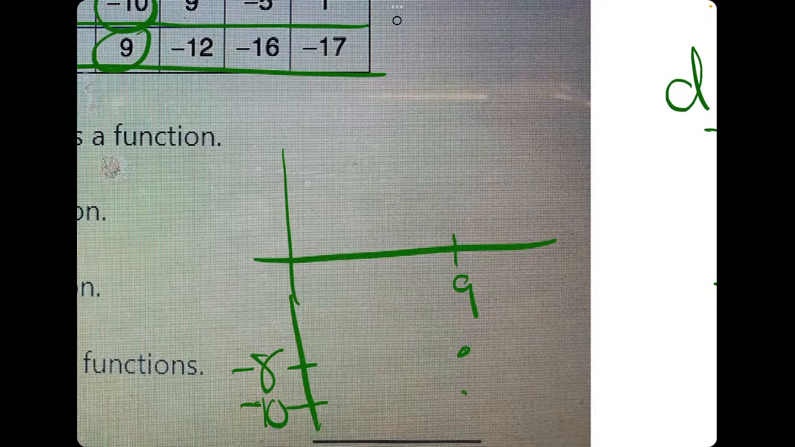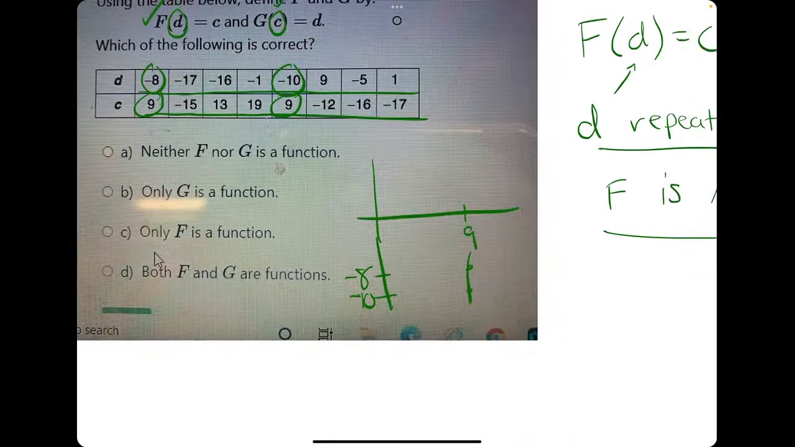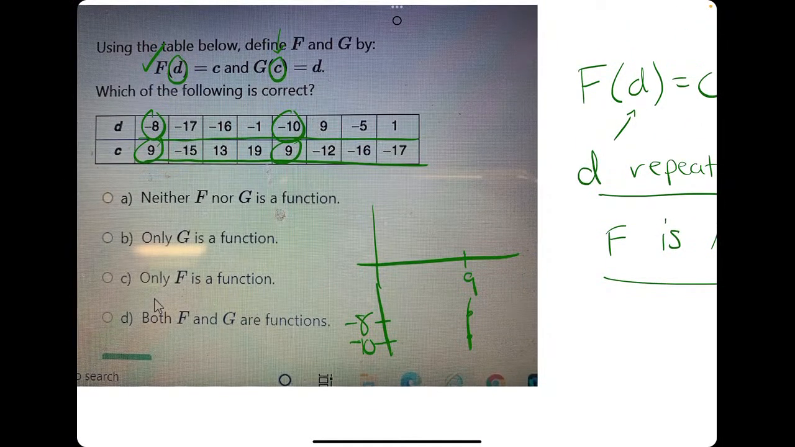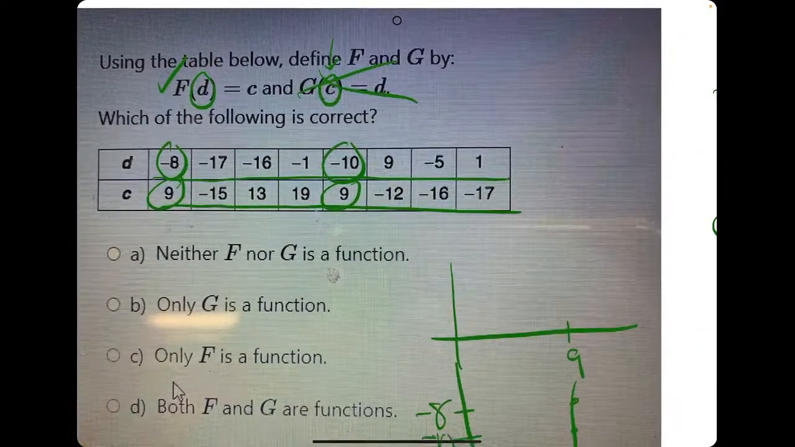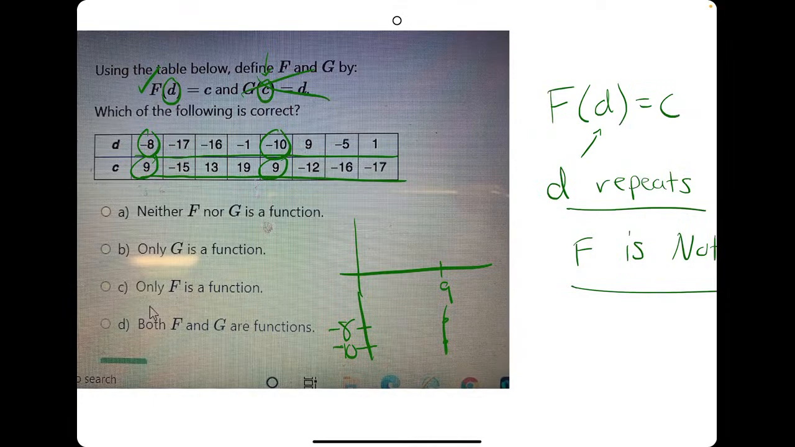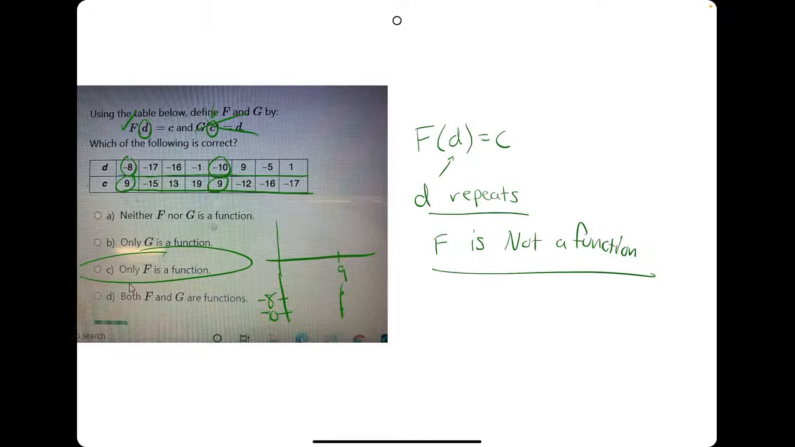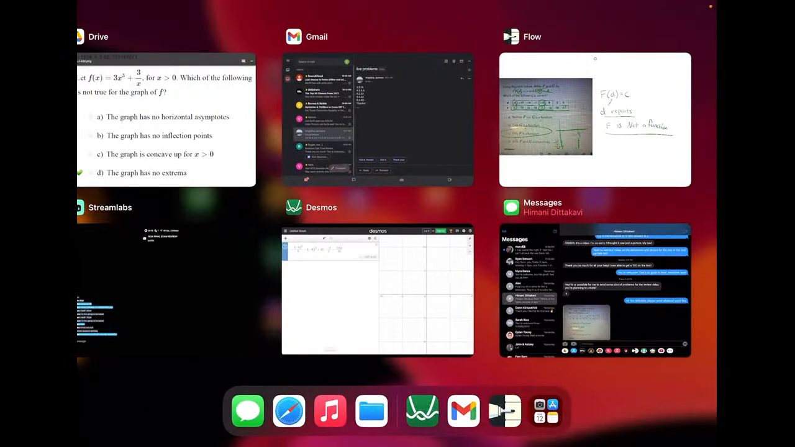You get the idea. So 9 and 9 repeat, which means g is not a function. The input value repeats for g, so g is not a function. So only f is a function. All right, hope that helps with that one.